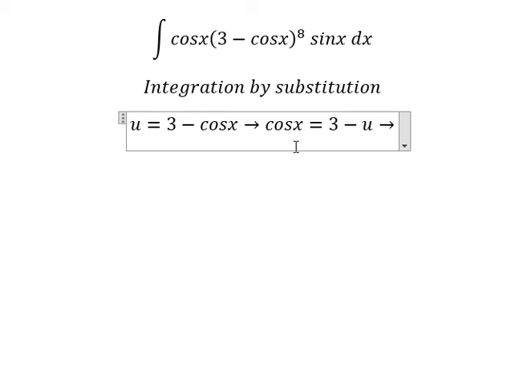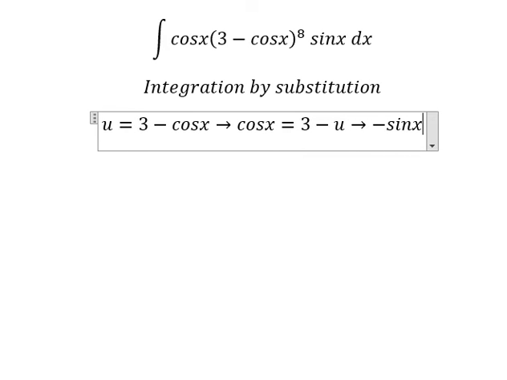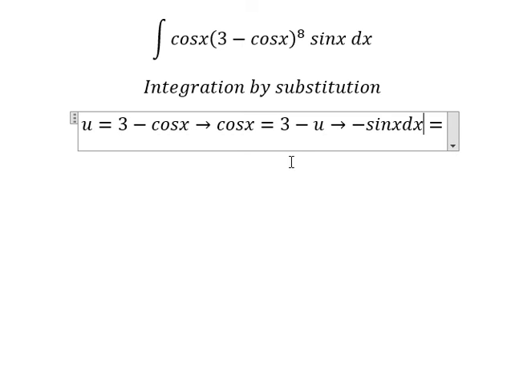Next, we need to first take the derivative of both sides. This one we have negative sine x. This one is a constant, so you get 0. This one we have 1.